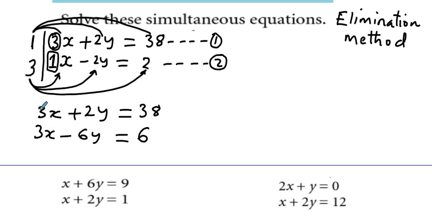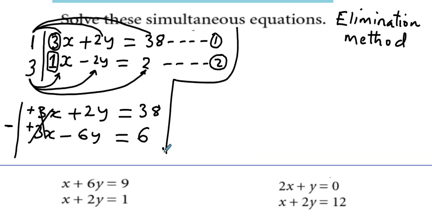Okay, now do you notice that the numbers on x are the same? Now when numbers on x are the same, then you check the signs. The signs over here, these are positive, and because we have same signs, we need to subtract. So 3x minus 3x, the answer will be 0. Correct. So 3x minus 3x is 0.